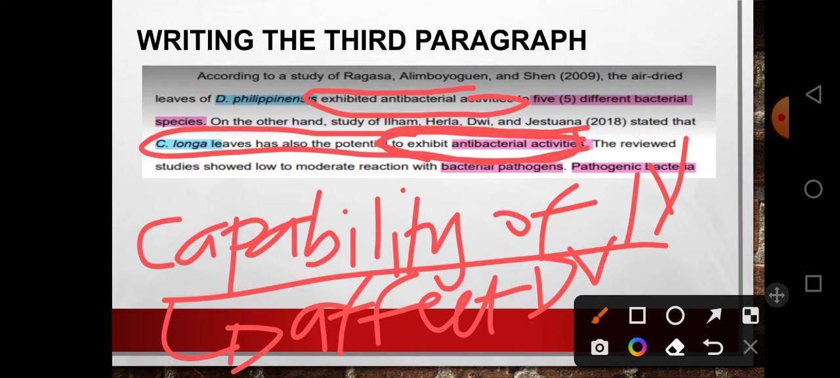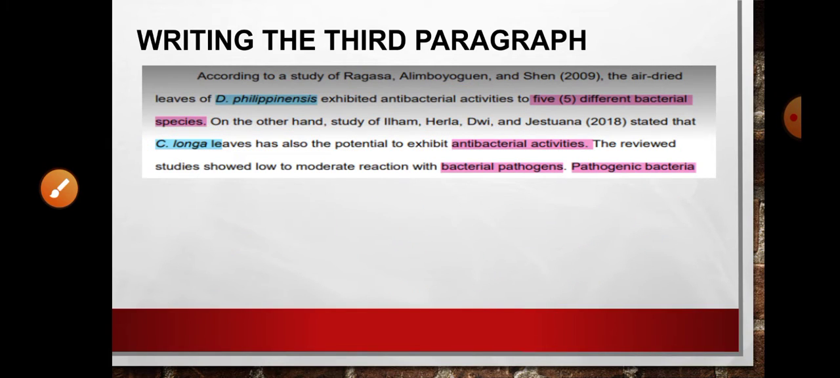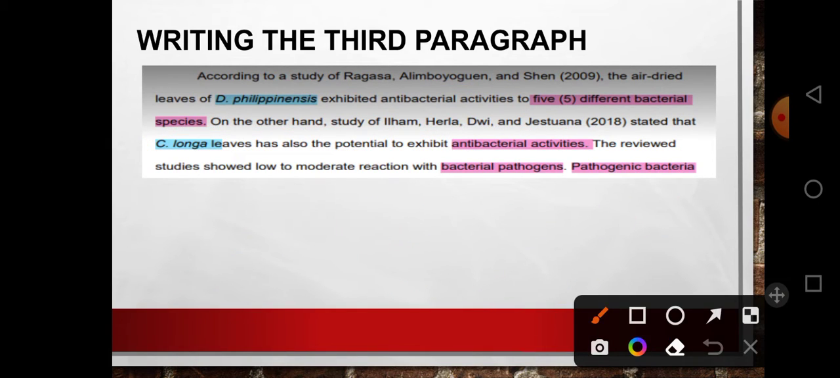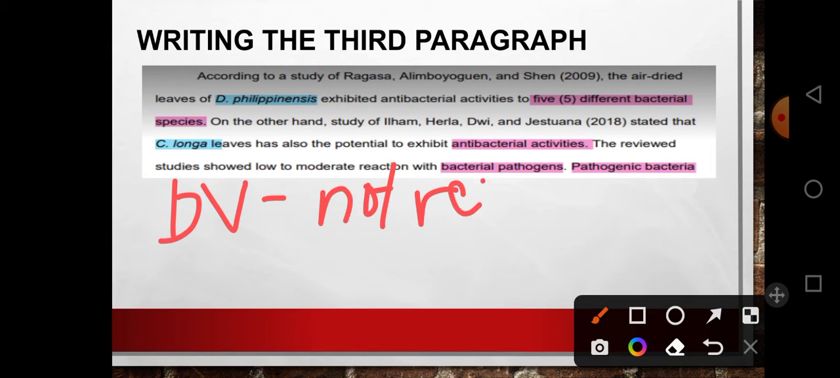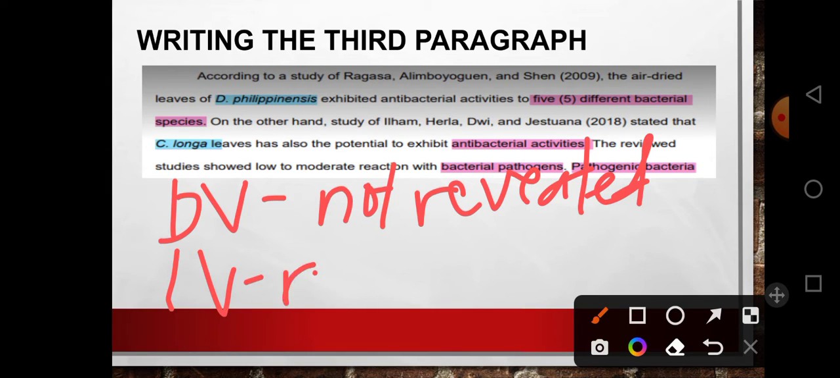So again, let's enumerate what we have inferred here. First, we inferred that the dependent variable is not revealed. Instead, it is masked under umbrella terms. Second, the independent variable is revealed.